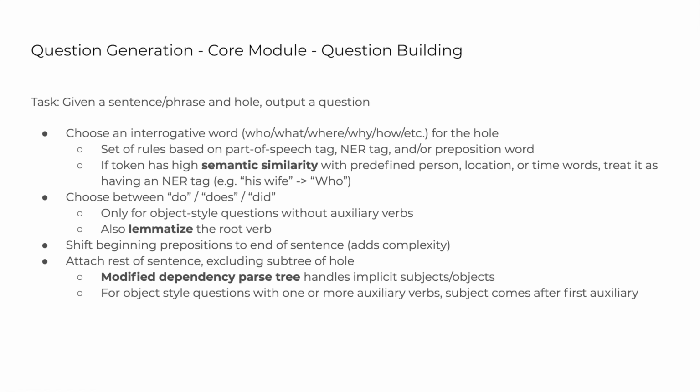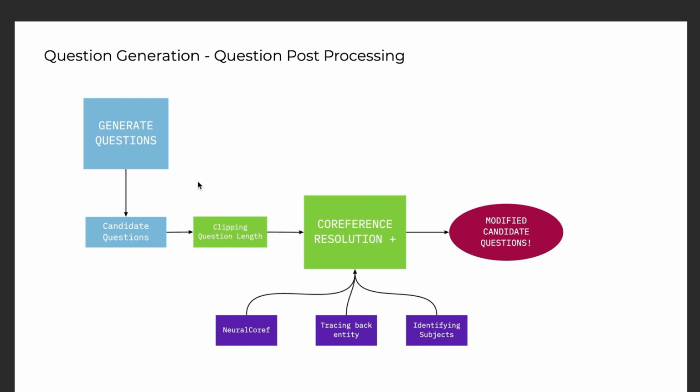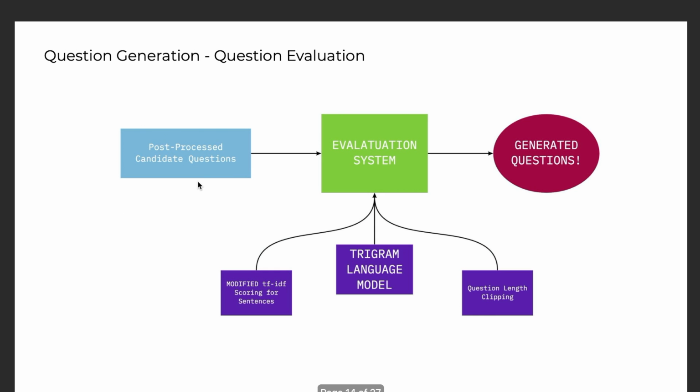To build our question, we then flatten the tree, include those implicit references, and follow a set of rules for choosing the who, what, why, the auxiliary, and verb tense. The interrogative is chosen based on the head's part of speech tag and named entity tags, but also on the token's semantic similarity to words about people, places, and times. We also shift prepositions to add complexity. Once we have the questions, we do post-processing, where we also do co-reference resolution. After that, we pass these candidate questions into our evaluation system, which scores and ranks all these questions.